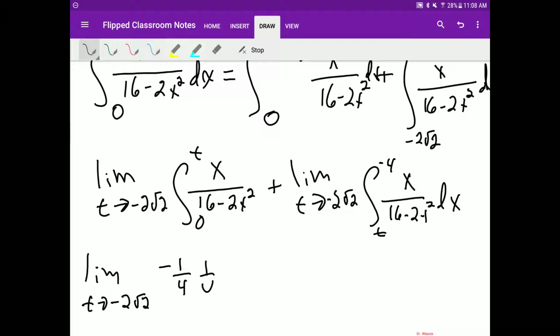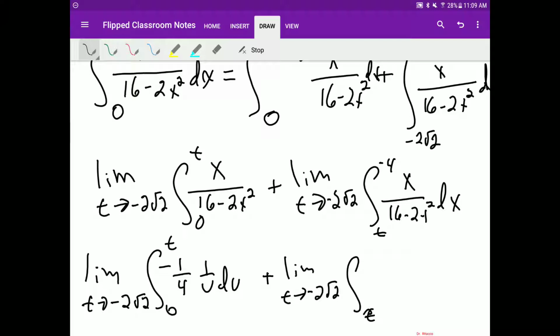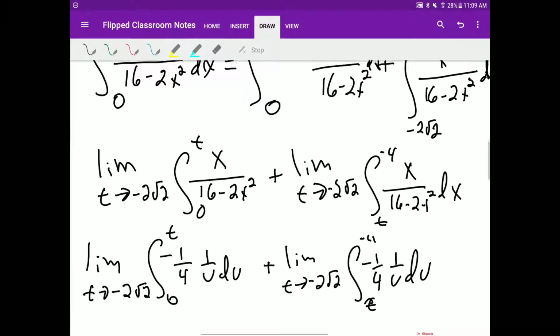So when I bring in du, my antiderivative is going to be -1/4 times 1 over u du, from 0 to t. My limits are still in terms of t. And I have the same thing over here: the limit as t goes to negative 2 square root 2, the integral from t to negative 4 of negative 1/4 times 1 over u du. Let's take that one step further.